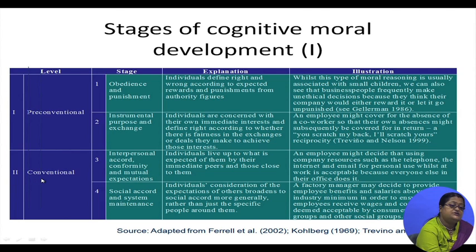Now, the first one is the pre-conventional stage, and the second one is the conventional stage, where the main orientation is interpersonal accord, conformity and mutual expectations. You can relate it to the school-going age, where the peers become very important in a person's life.